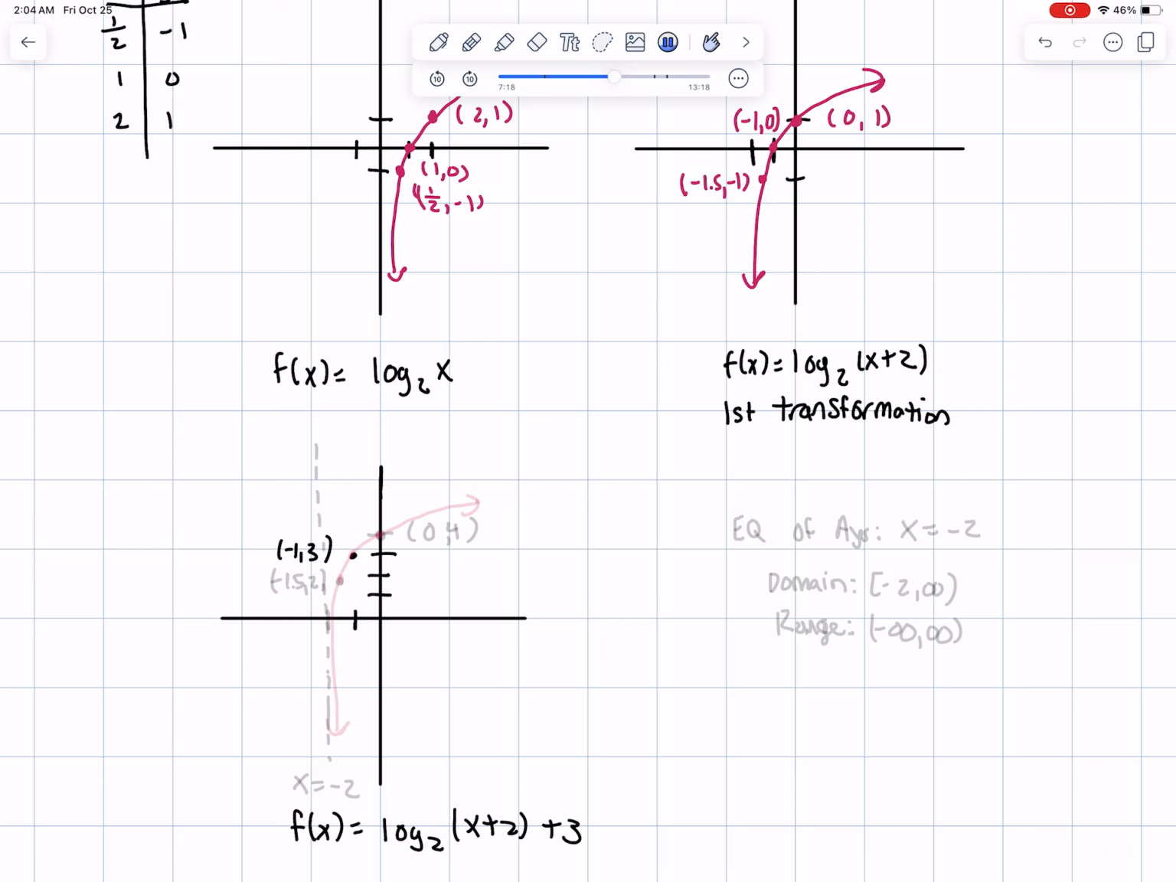Okay, so we're on 0. It's on 1, so now it's going to want to go up 3 from that. So 1 plus 3 gives us 4. So now that one's going to be here. And then if I have negative 1 plus 3, so negative 1 plus 3 gives me 2. So now we're on negative 1.5 still. And now we're on 2.